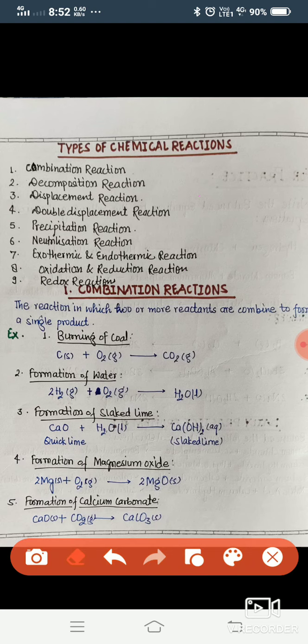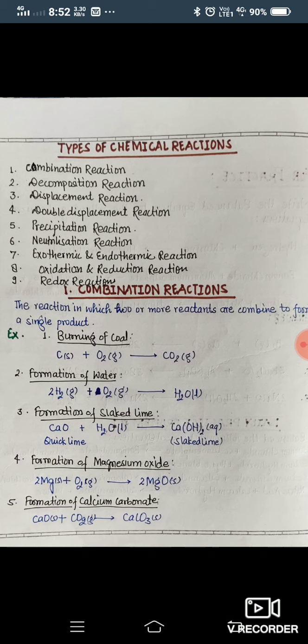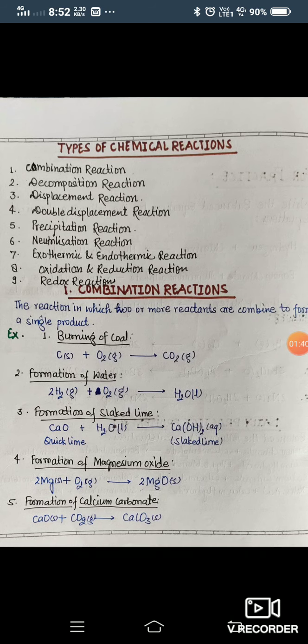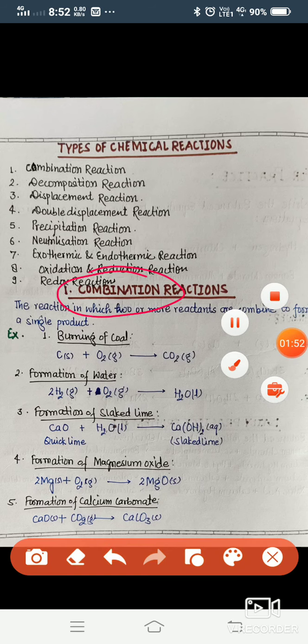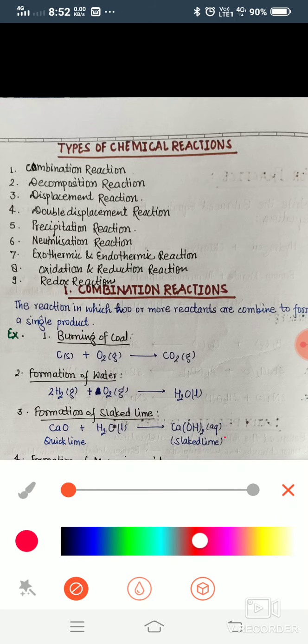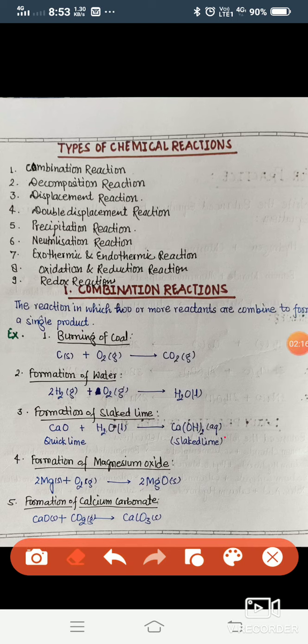Combination reaction. Okay, so what is the combination reaction? Combination means addition, adding of two substances. So combination reaction is the reaction in which two or more reactants are combined to form a single product.